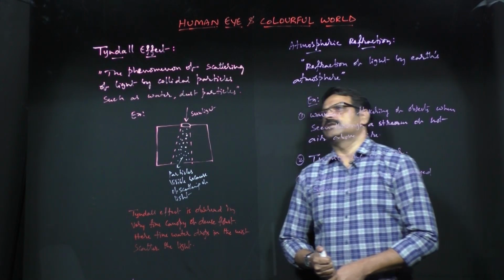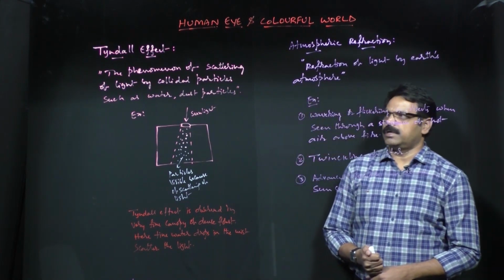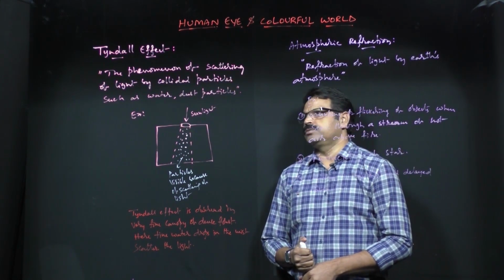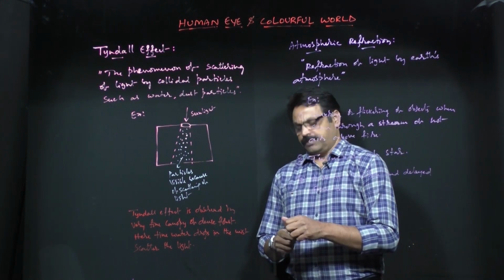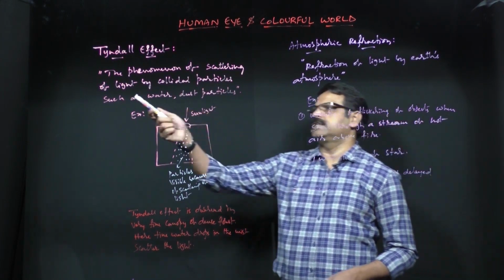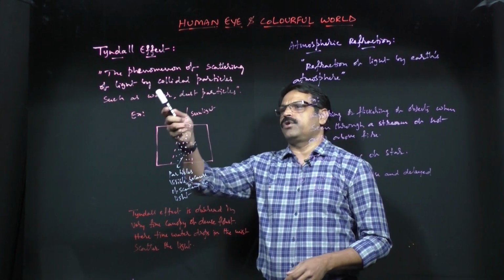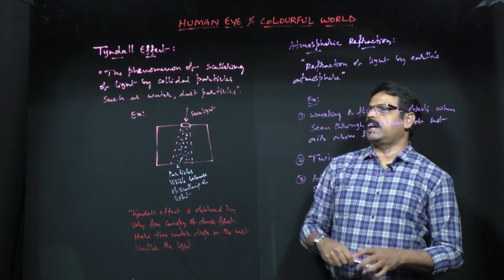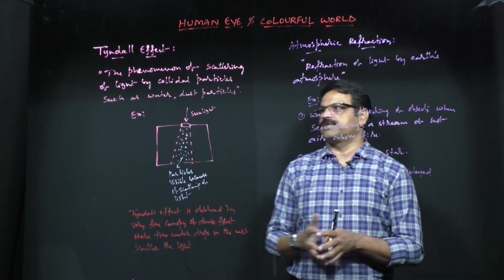Now we have seen the different natural phenomena of sunlight, right from the formation of rainbow, the scattering of light, and one of the applications of the scattering of light is the Tyndall effect. So Tyndall effect is nothing but the phenomenon of scattering of light by colloidal particles such as water, dust particles in the atmosphere.